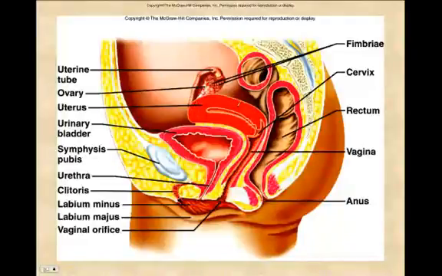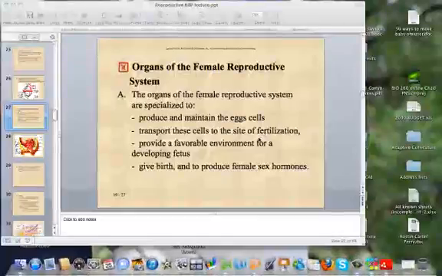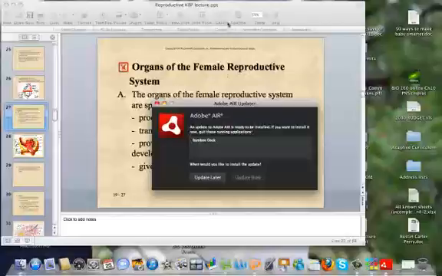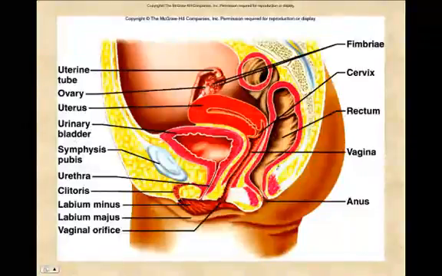Then you can see here, obviously, if it's carrying an egg, it will carry that egg into the uterus. And this is the uterus here. And if an egg were to be fertilized in the uterine tube, then the egg, once it hits the uterus, would implant in the uterus. So here's the uterus.